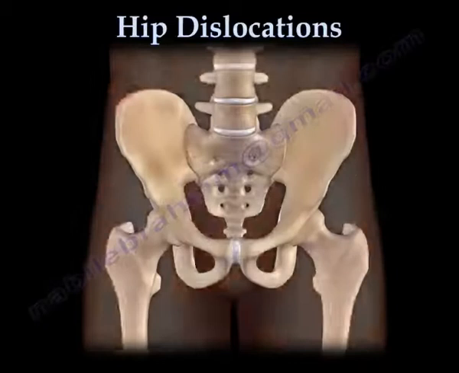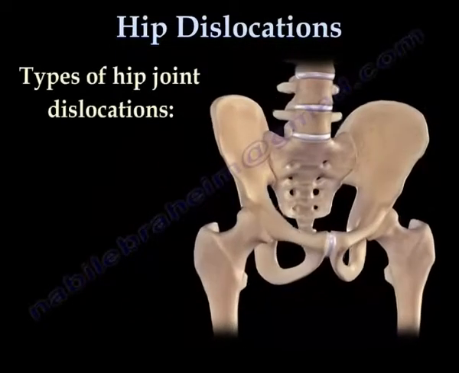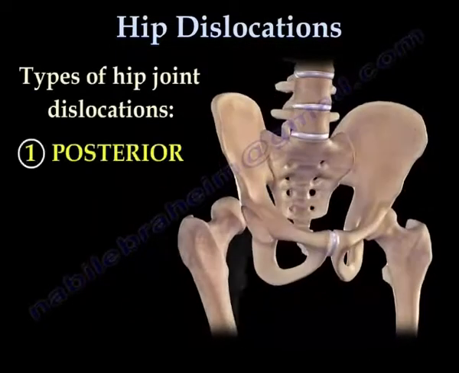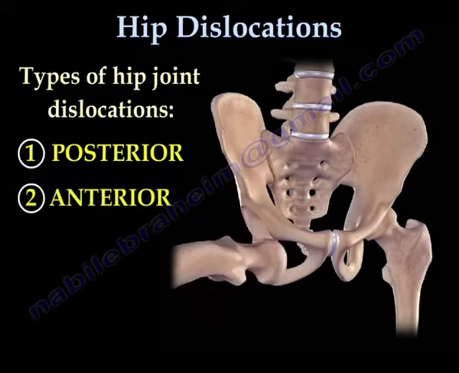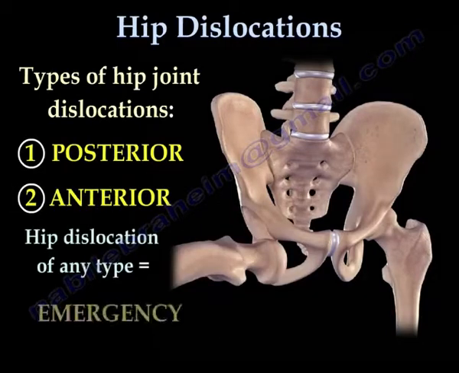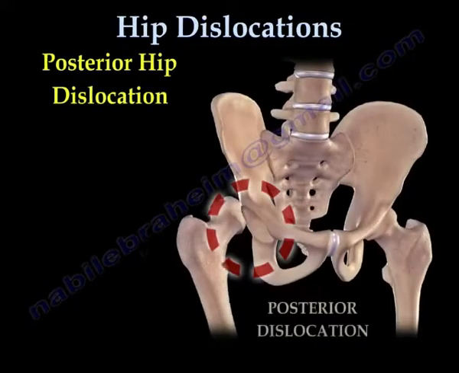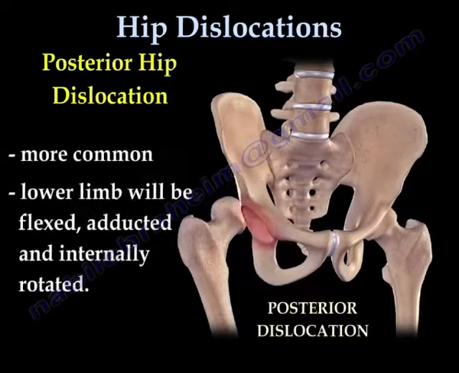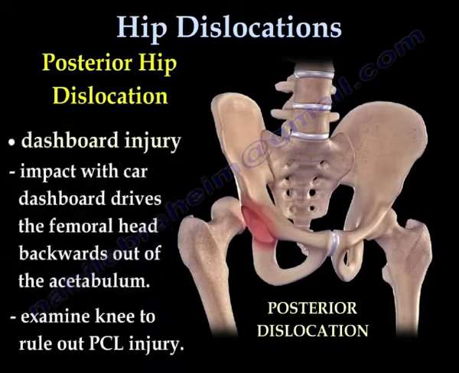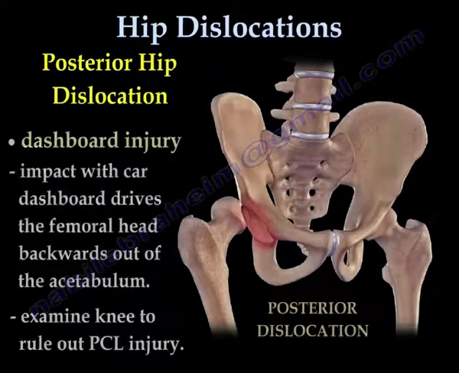Hip dislocations. Two types of hip joint dislocations, posterior and anterior. Hip dislocation of any type is an emergency. The posterior dislocation of the hip is more common. The lower limb will be flexed, abducted, and internally rotated. Could be a dashboard injury. Examine the knee to rule out PCL injury.